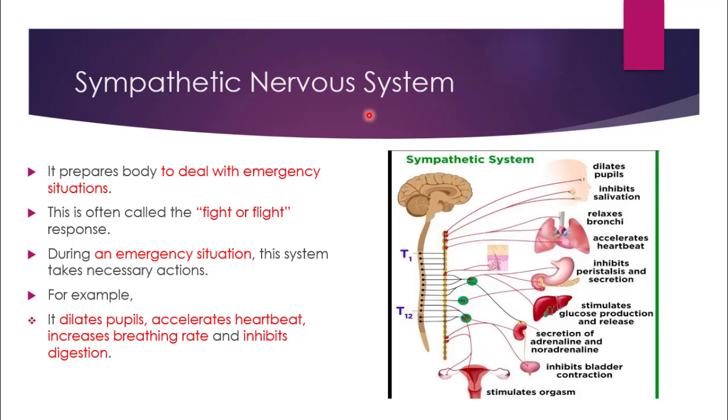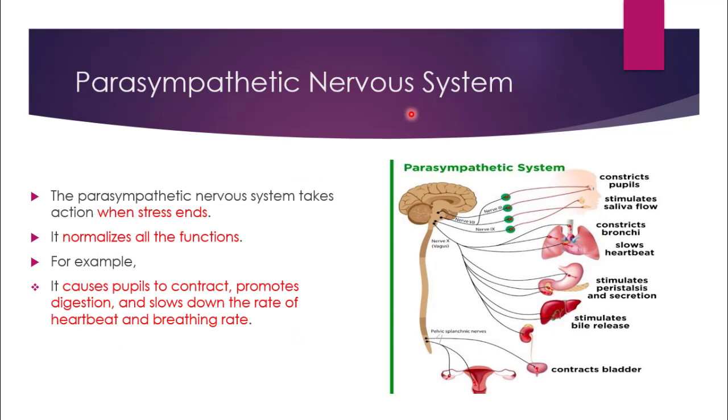Now we will discuss the parasympathetic nervous system. The parasympathetic nervous system takes action when stress ends. It is completely opposite to the sympathetic nervous system because it relaxes our body and normalizes all the functions. For example, it causes the pupils to contract to promote digestion. It slows down the rate of heartbeat and breathing rate.